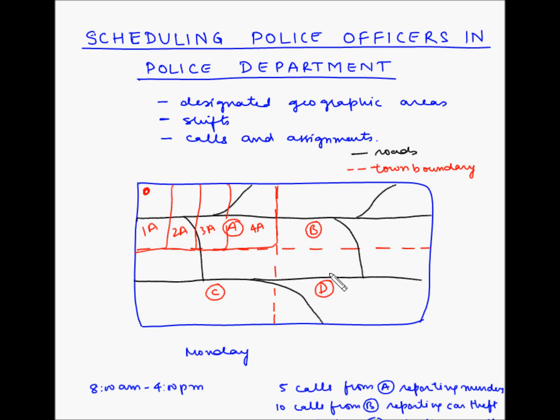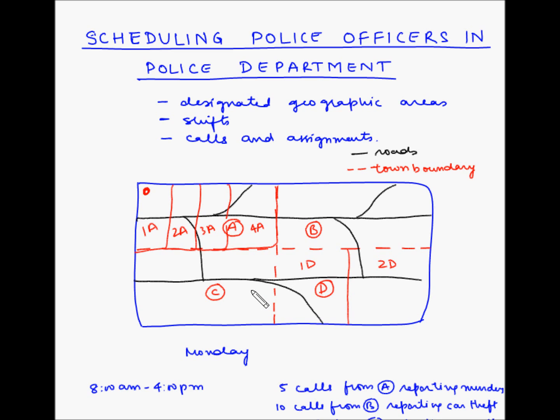Similarly, based on the analysis for town D, they may say that okay, we only need two zones here because this town is less prone to crime. So this may be 1D and the other one 2D. So after deciding how many patrol cars are needed for which zone at what times of the day, the next question comes, which officer should be assigned to these zones and for which shift?